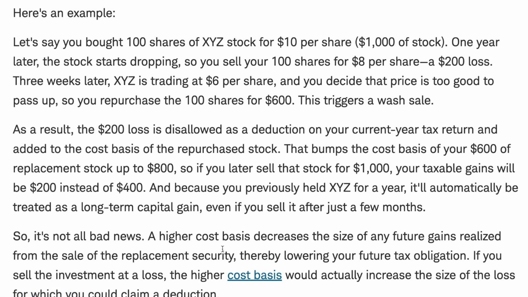So pause this, read this over, okay, so you understand that. But that is something a lot of people don't know. I didn't know it until my accountant actually explained it to me, okay? So hopefully that helps you out with that.